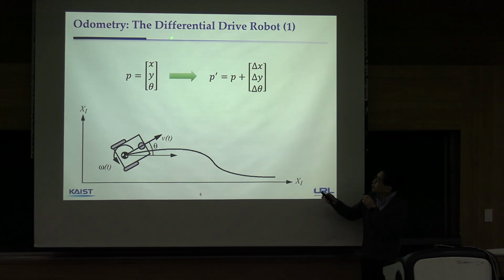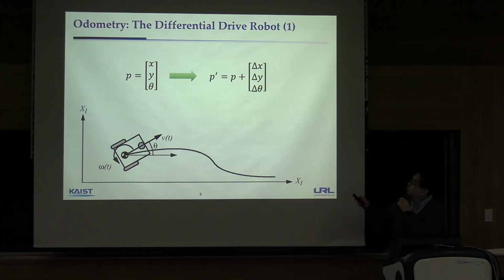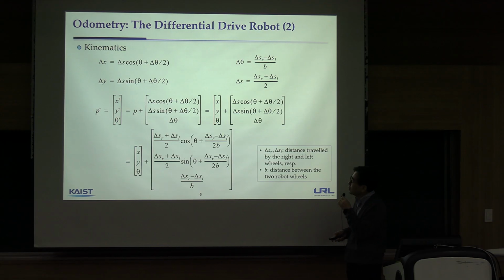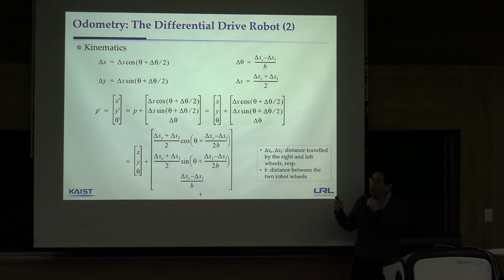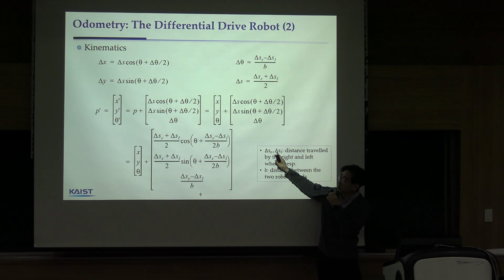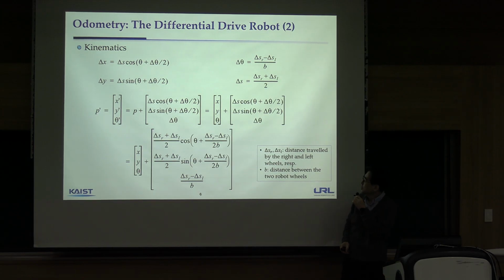So we want to update the position P prime based on P, the previous position, using some delta x, delta y, delta theta should be added, and that will be the updated position. So we can use the odometric information. That is the delta s_R, delta s_L. This is the distance traveled by the right and left wheels. So using the encoder information, we can measure this one using the sensor information.